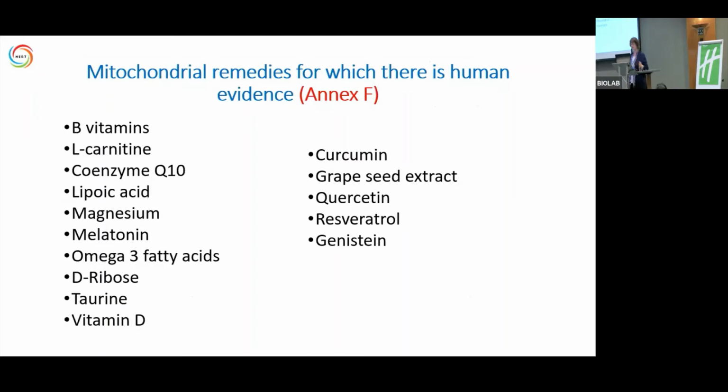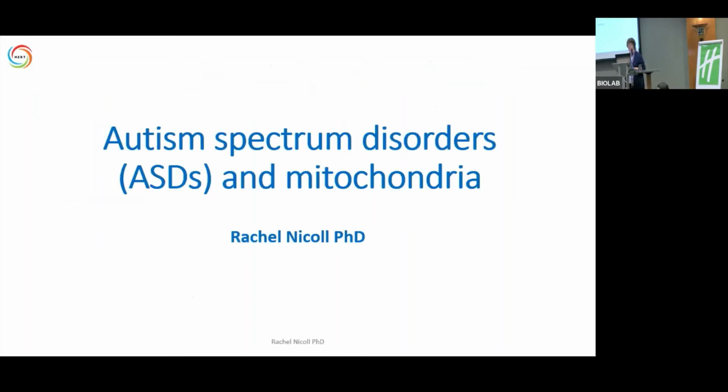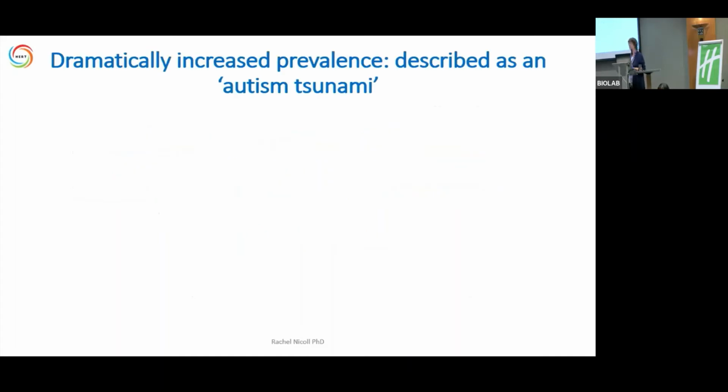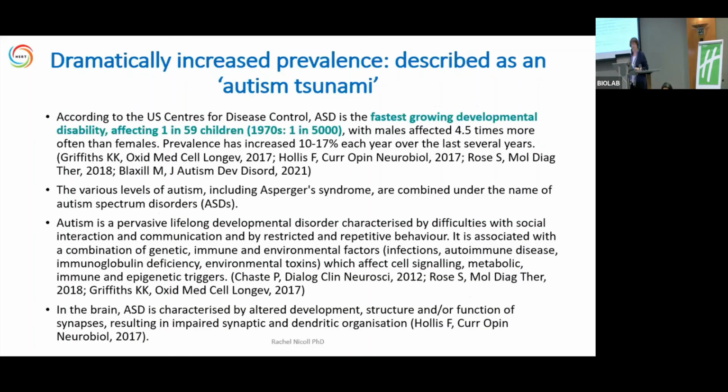So that concludes cardiovascular disease, and now I'm going to talk about autism spectrum disorders. So you don't need me to tell you that there is dramatically increased prevalence in recent years. It's been described as an autism tsunami, which is a gift for anagram spotters. So according to the Centers for Disease Control in the US, it's the fastest growing developmental disability, affecting 1 in 59 children. In the 1970s, this was 1 in 5,000.